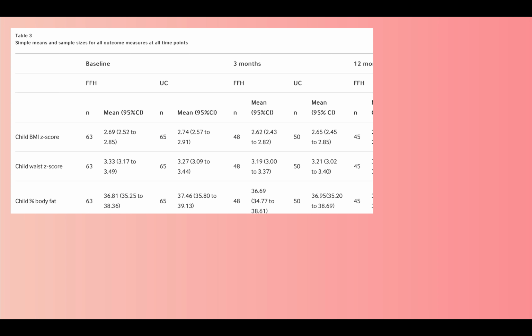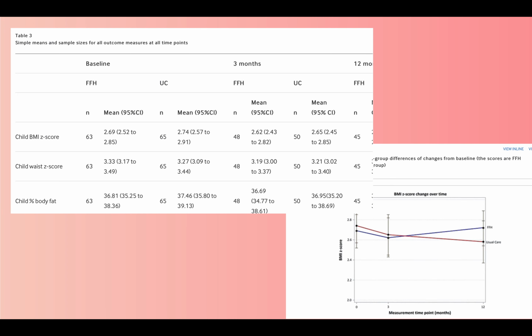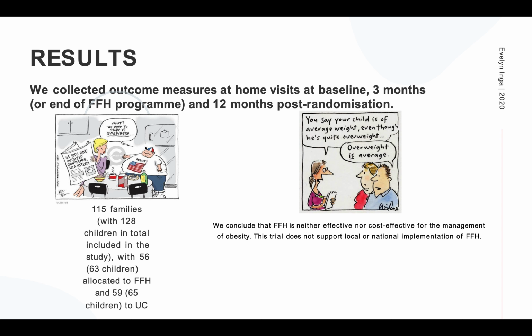Again, they just tried to compare baseline and at 12 months, and they just wanted to see if there was a difference, right? There is the mean, and the standard deviation was the measure of dispersion, the confidence interval. So they collected the outcome measures at home visits at baseline, 3 months, and at 12 months post randomization.